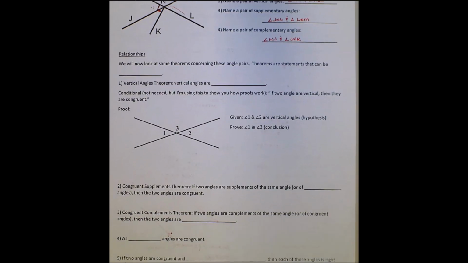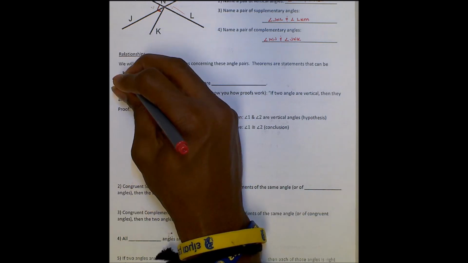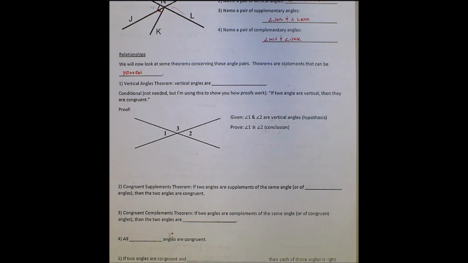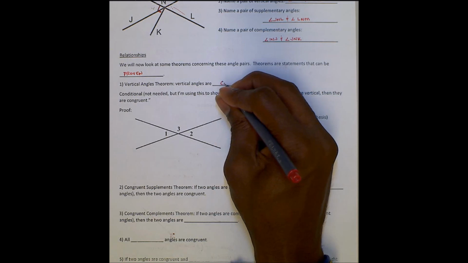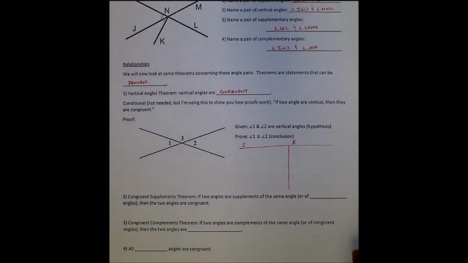All right, relationships. We will now look at some theorems concerning these angle pairs. Theorems are statements that can be proven. So we're going to look at these theorems. So vertical angles are congruent. Okay, so now we can start with our statements.